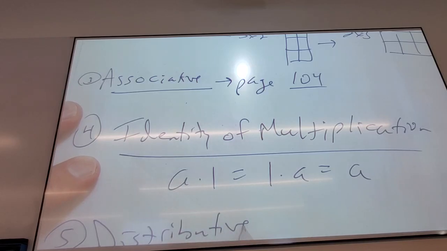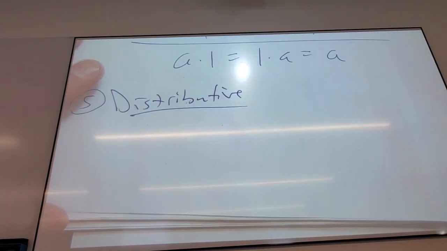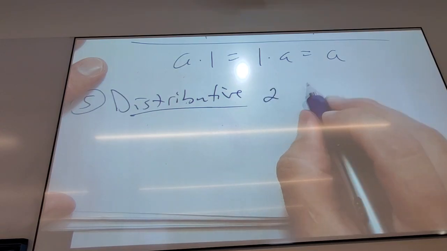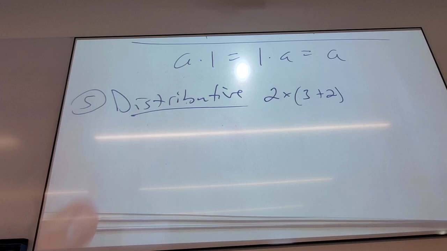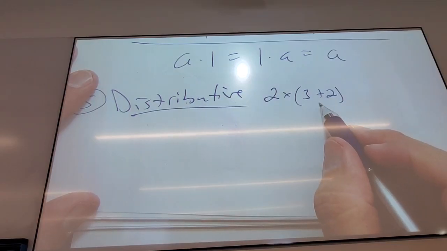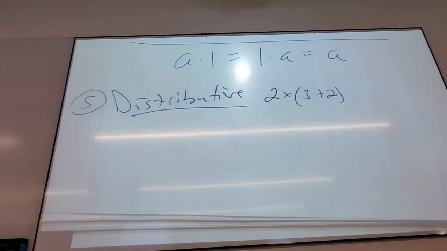And then we have distributive. This one I might be able to handle drawing. Let's see. 2 times 3 plus 2. Should I try to draw it, or should I just show you? I'm always iffy with my drawing. Here. Oh, this is different.